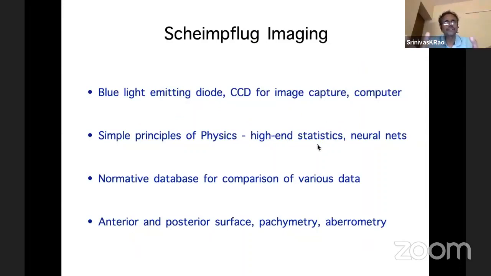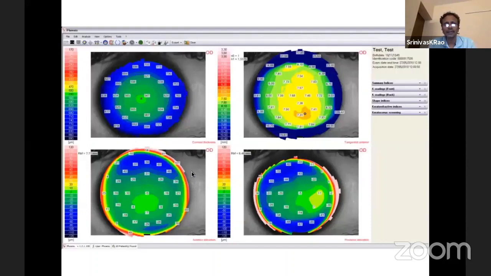So all of this data that we get, anterior, posterior, everything, it compares with normative data. And whenever the data from your particular data set in that eye starts to deviate away from the normal, we say that it is abnormal, and that is how we detect problems on the cornea. So these are the same things that it does like the slit lamp: the anterior and posterior surface, pachymetry and aberrometry. The same quad map that you can see, this is from the Sirius.